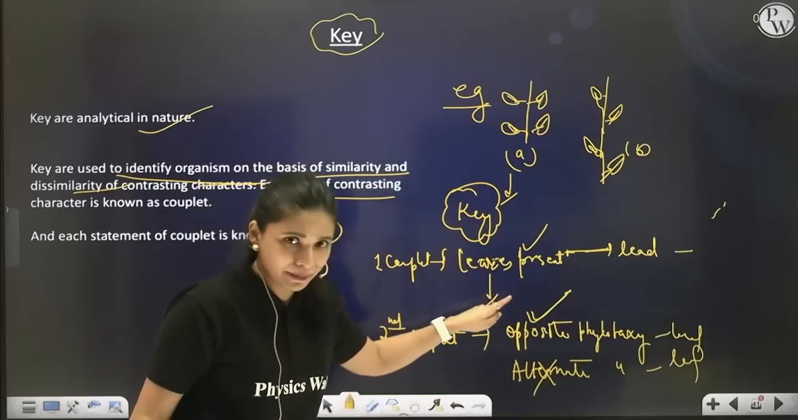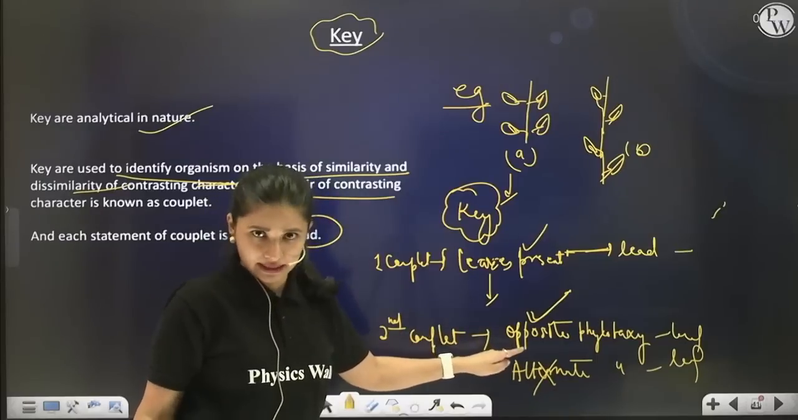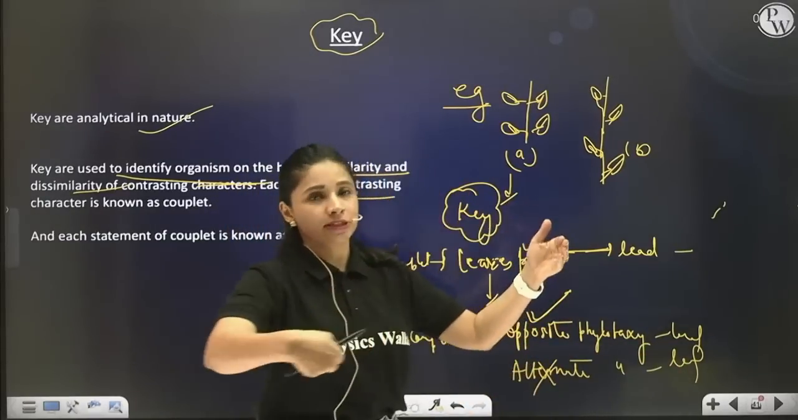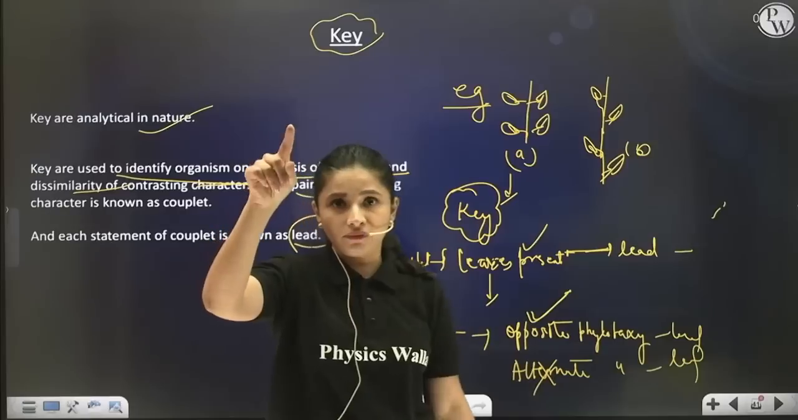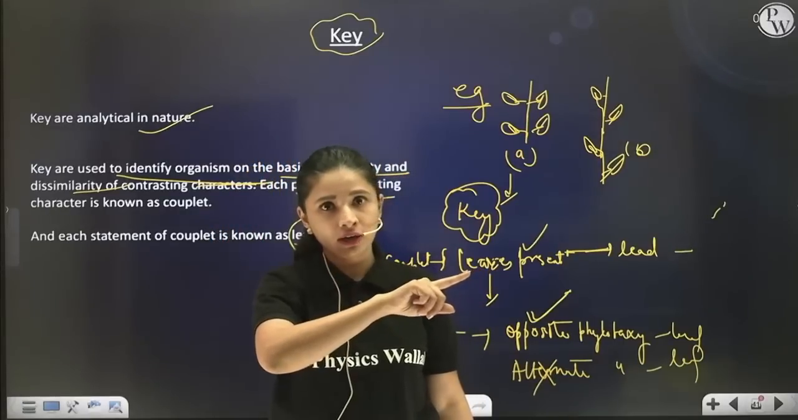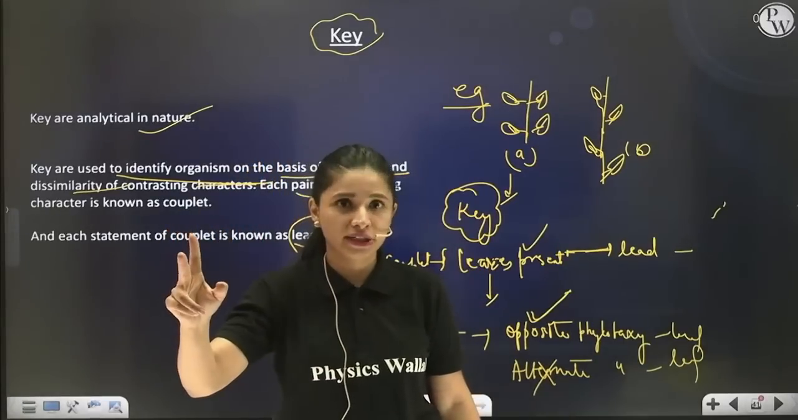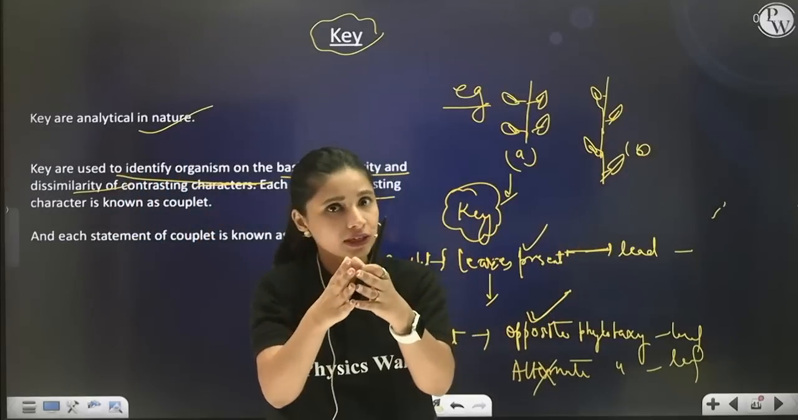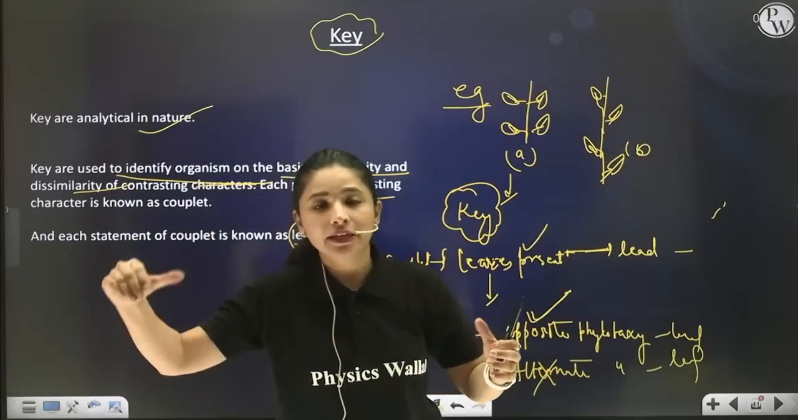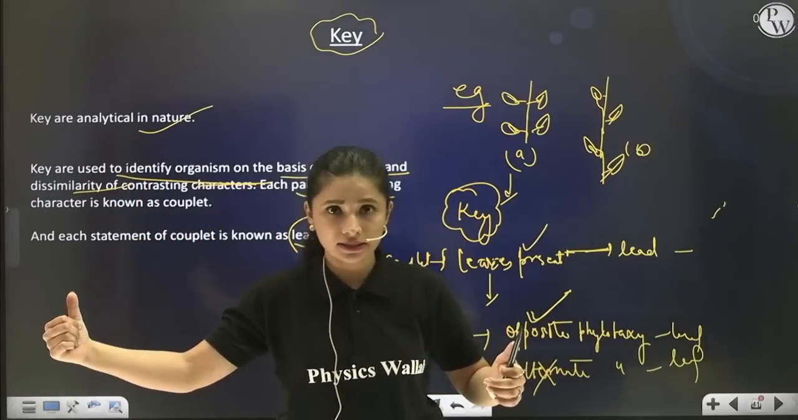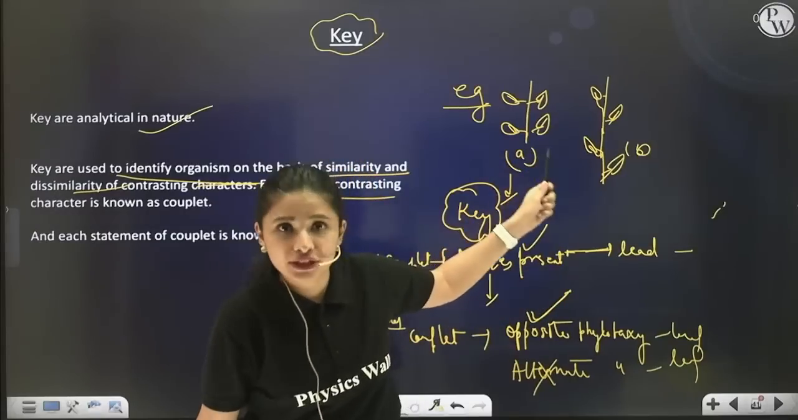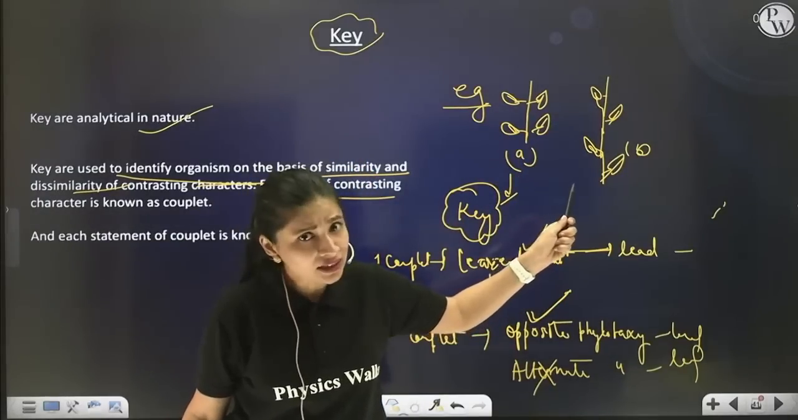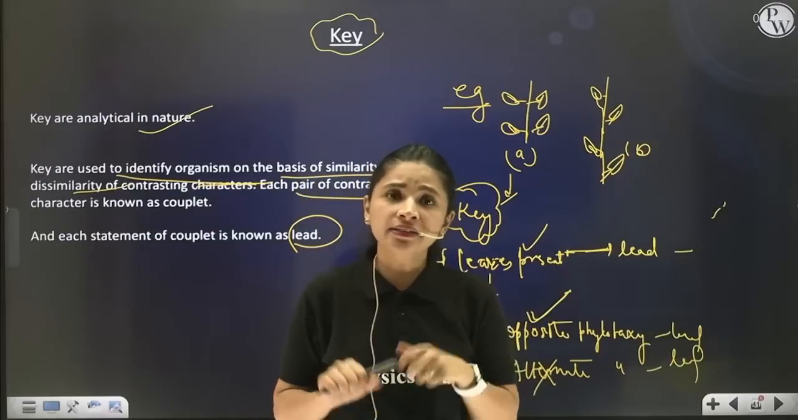So 2 leads I selected. First, that leaves are present. Second, opposite phyllotaxy. Now similarly, I am going to get the third couplet. So many couplets will come. You are going to choose one statement according to your specimen and reject another. Like this, all the similar features you will come to know, and ultimately you will land on your answer, to which species or which genus this specimen belongs. Clear? These are analytical in nature.